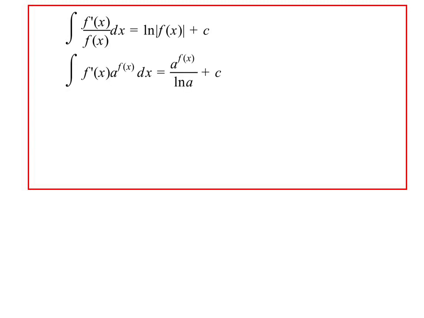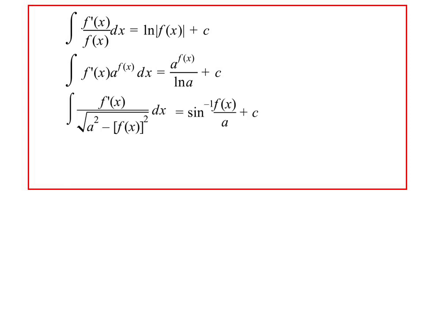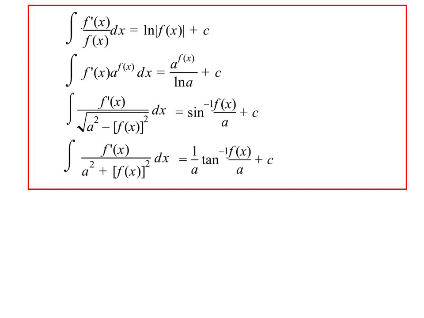They also have the one where the base is not e. Reminder, you do it the same way, but you divide by the natural log of the base. And now we've completed our list of functions there. We now have our inverse trig ones. They only put inverse sine, but remember it could be minus inverse cos if you wish. And then there is of course the inverse tan one, and that's the one where we must remember to go 1 on a out the front.